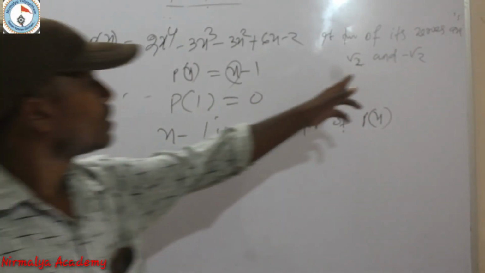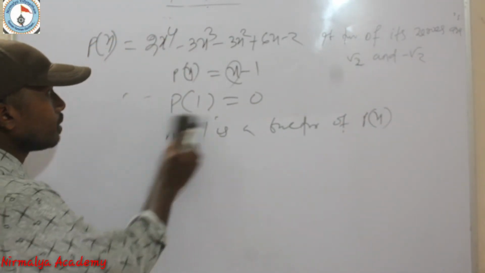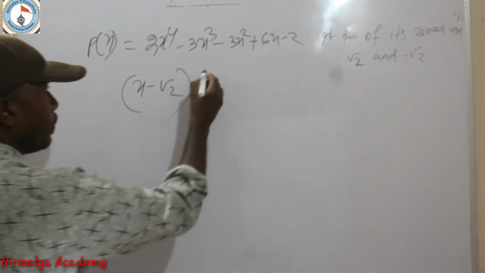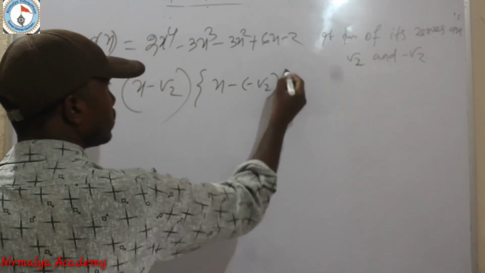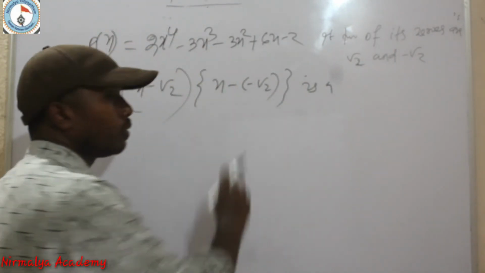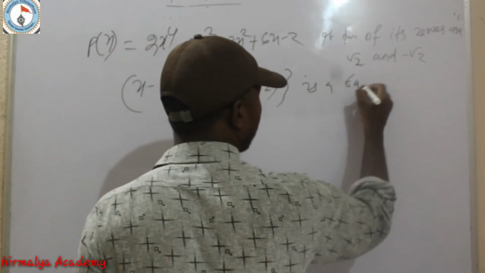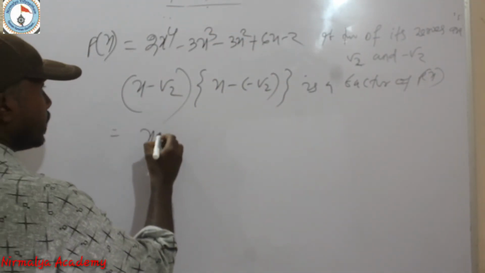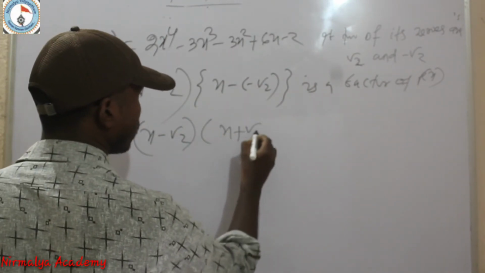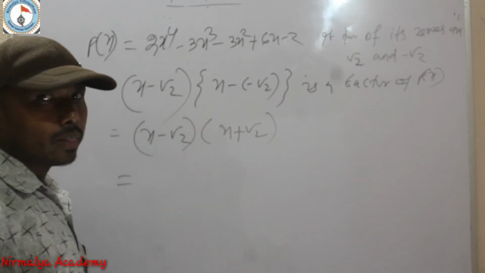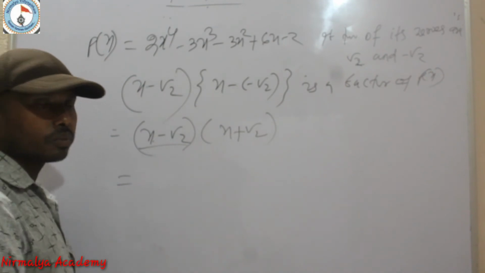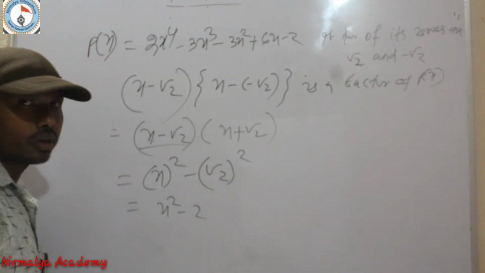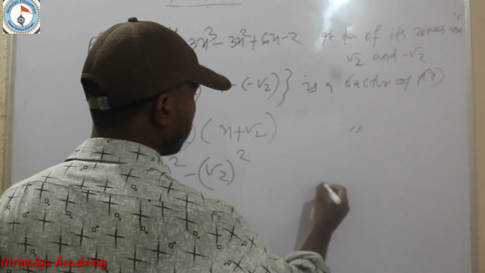In this way, since root 2 and minus root 2 are the two zeros of the polynomial, x minus root 2 and x plus root 2 are both factors, so their product is also a factor of p(x). That is x minus root 2 into x plus root 2, and on applying the identity (a minus b) into (a plus b) equals a square minus b square, we get x square minus root 2 square, that is x square minus 2. This is a factor of p(x).